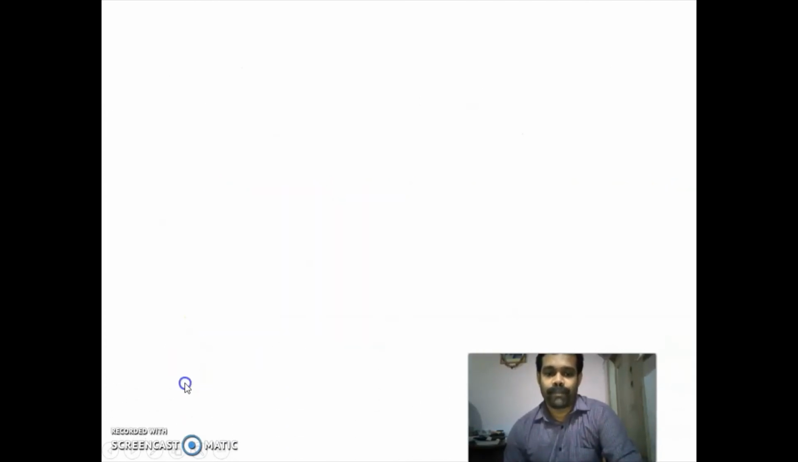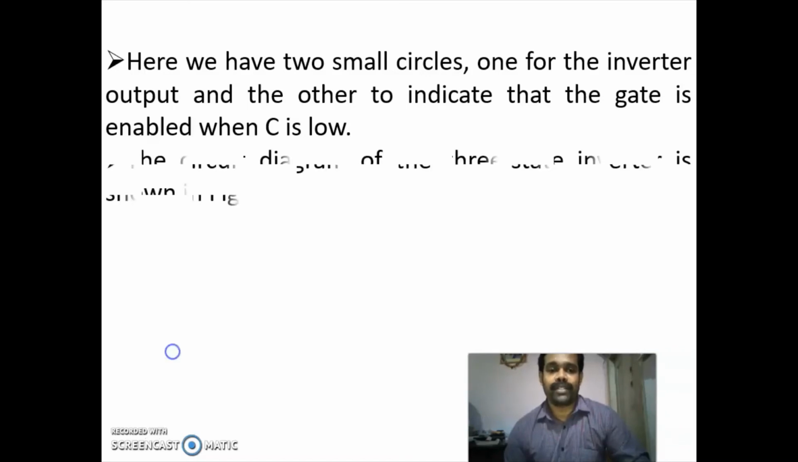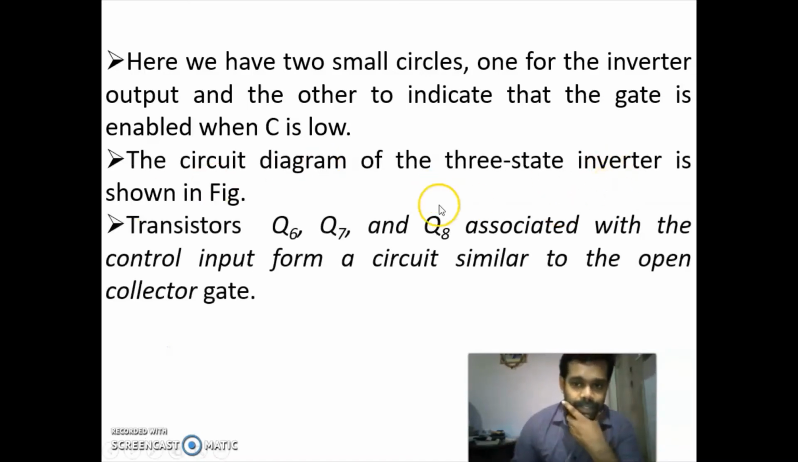Okay. So now what we have studied is nothing but the inverter buffer gate. In the inverter buffer gate, when C is low, the output is nothing but the complement of input, and when C is high, the output is high impedance state. Okay, we have studied that. We have seen the diagram previously.